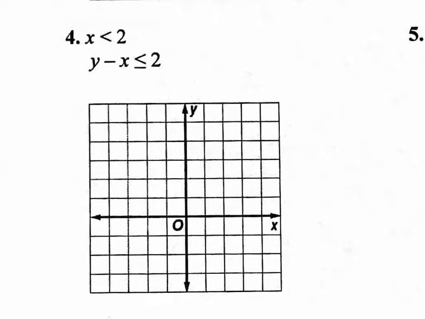So on number 4, we need to remember that when you have a variable equaling a number, you go to that axis, you go to that value, and you draw a line right through it, right? So right here, it's not in slope-intercept form, it says x and a number. You're going to go to your x-axis, go to the value of 2, and draw a line right through it.